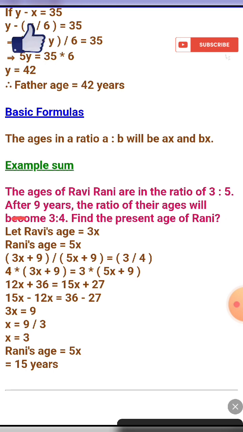After 9 years, the second logic: after 9 years means 3x plus 9, and the ratio will become 3/4, meaning (3x plus 9) divided by (5x plus 9). It is like that. The ratio here, 3/5, we can write as 3x by 5x. It is the ratio.